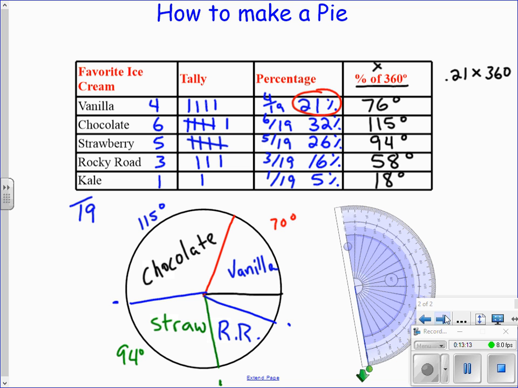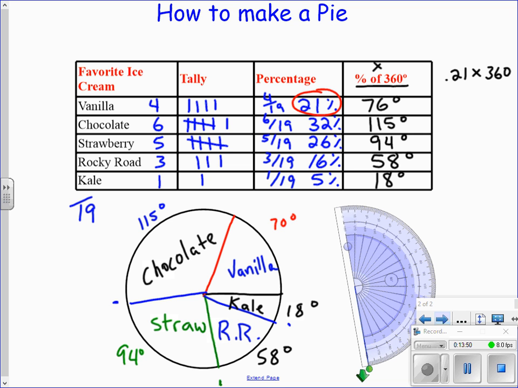I probably don't need to measure the last bit, but that represents kale, so I might as well just put that in there. Good old kale, which represents 18 degrees. This one is 58 degrees. So, ladies and gents, there you have an accurate, wonderful pie chart that represents the data. So you can look at it really quickly and come up with some obvious information without having to decipher a really difficult chart. That's the beauty of looking at a pie chart.